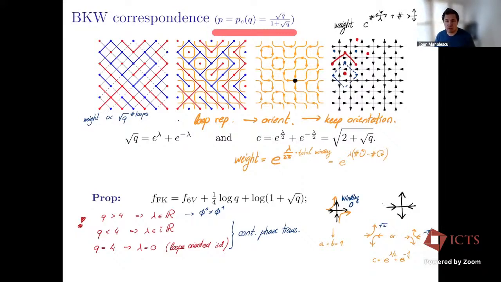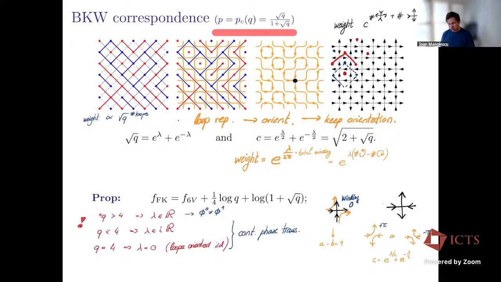Okay? And so this whole thing works if you sum all the weights. If you don't sum all the weights, you get into more troubling things. And the crucial observation is that lambda depends a bit on q. More than a bit, but there's a big difference at q equals 4. For q larger than 4, lambda is real. For q smaller than 4, lambda is purely imaginary. And at q equals 4, you get the special value where lambda is equal to 0, which translates to the loops being oriented IID. So only for q smaller than or equal to 4 do you have here a probabilistic model.